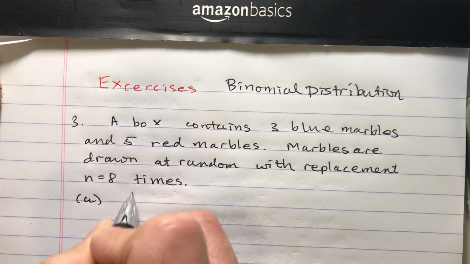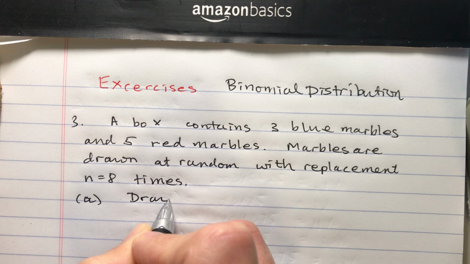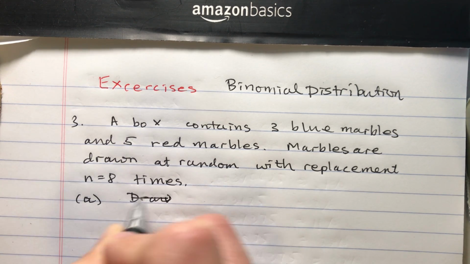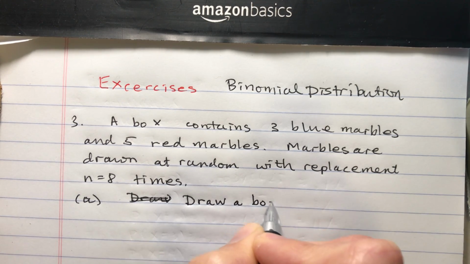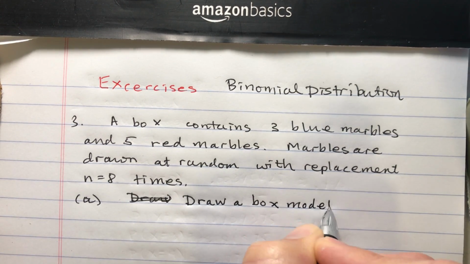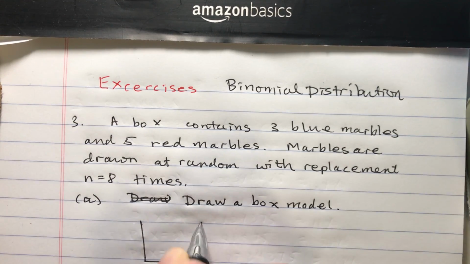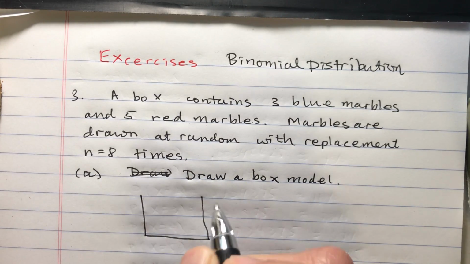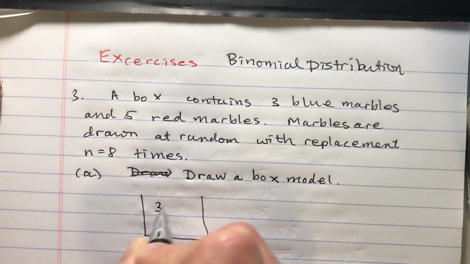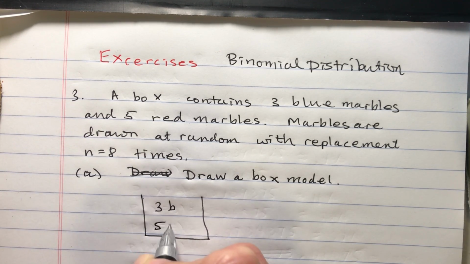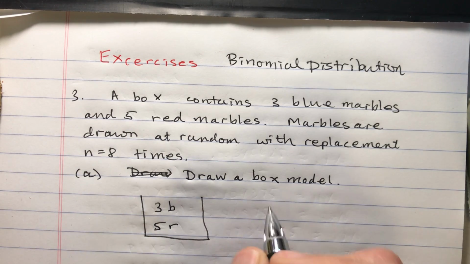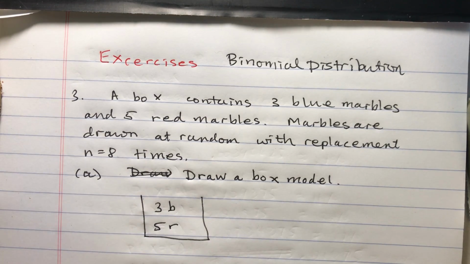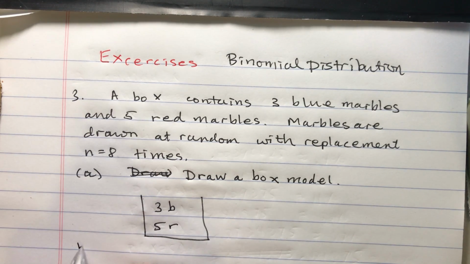A. Draw a box model. So what I'm going to do is draw a picture of something that looks sort of like a box, and I'm going to write 3B for 3 blue, 5R for 5 red, and that does the job.